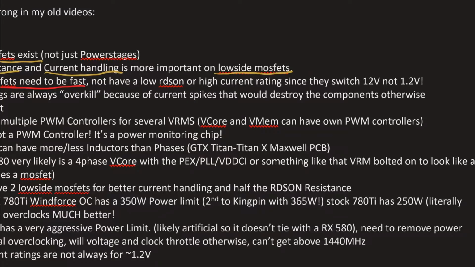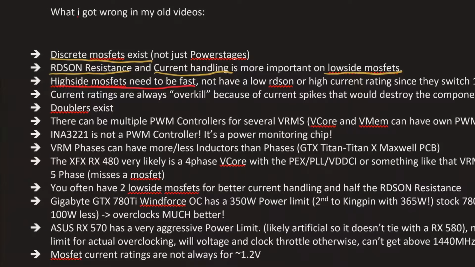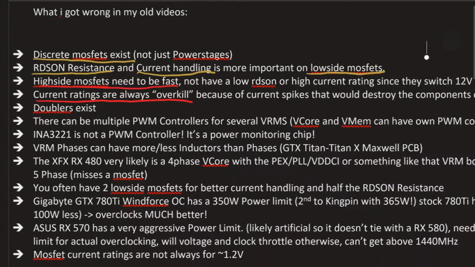Yeah, so like 1.2 volts, that's just a placeholder. Replace 1.2 volts by whatever voltage you're putting out with your VRM. So 1.2 volts is only a placeholder. So next thing, current ratings are always overkill.